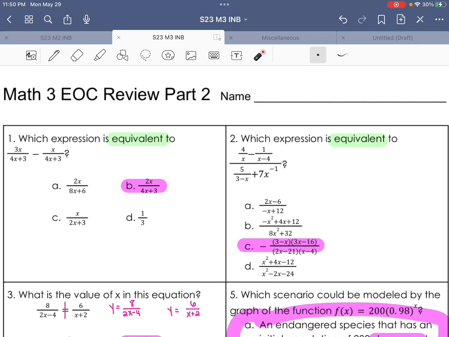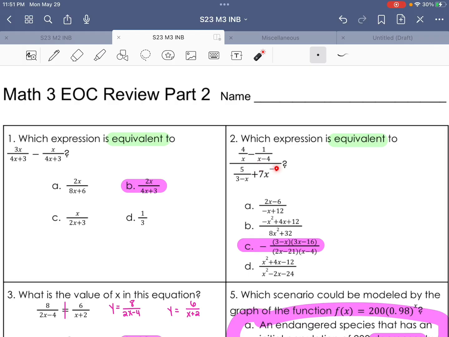So number 1 and number 2 both have that key word that I cannot stress enough. If you see equivalent, you type it into Desmos. So for number 1, you're going to take that initial expression that they give you, type that into Desmos, and then type in all 4 of your answer choices. In this case, answer choice B fit the graph perfectly.